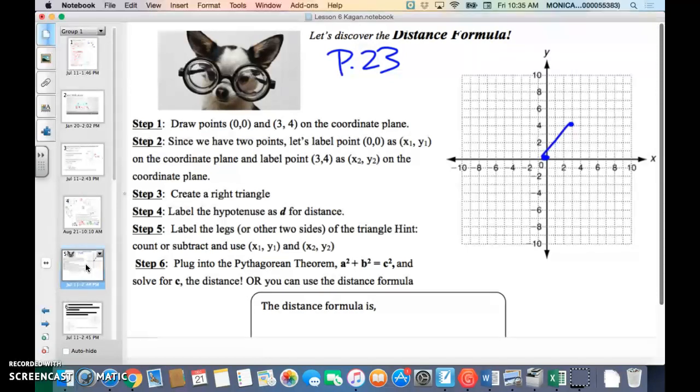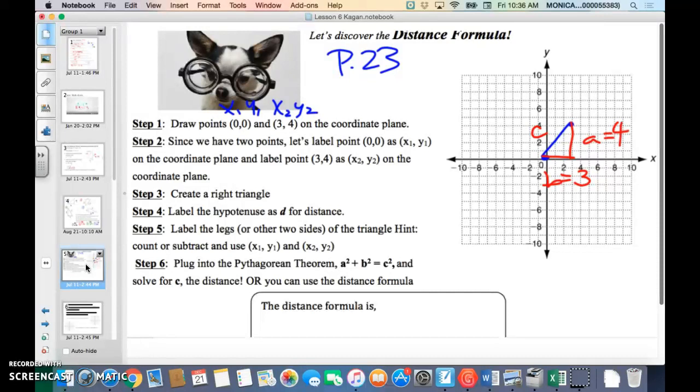We can't just count the grid lines because it's a diagonal line. So we're going to call 0, 0, x1, y1, and 3, 4, x2, y2. Now we're going to create our right triangle. And it doesn't matter which way you draw it. And we're going to label this C, or you can call it D for distance. And we're going to label the legs. This would be A and B. In this case, B equals 3 and A equals 4.